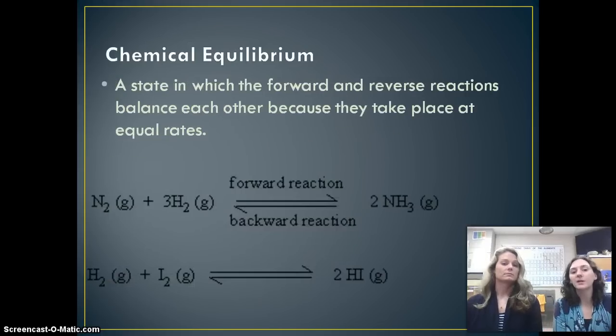Another way to say it, chemical equilibrium is a state in which the forward and reverse reactions balance each other because they take place at equal rates. Here are a couple of examples. It's showing nitrogen gas and hydrogen gas, and the forward reaction is equal to the backward reaction, or they're occurring at the same rates. They're not necessarily the same amounts of reactants versus products. It just means that the rates are the same. Okay.